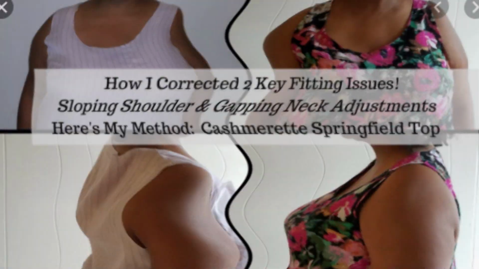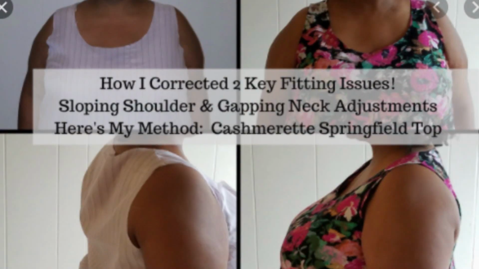So sloping shoulder is one that I would have to do. I have done a sloping shoulder adjustment on a Springfield top, and I have a separate video for that. And with my sloping shoulders, I've also had to deal with the gaping neckline at the back. Usually if I have to do a sloping shoulder, I have to do that, so I kind of count those one and the same, because I don't always have to do a gaping neckline adjustment. But if I have to do a sloping shoulder adjustment, because it's coming too far up, or a forward shoulder adjustment, which is the next one I've had to do before, I usually have to do a gaping neckline adjustment in conjunction with these first 2 adjustments.